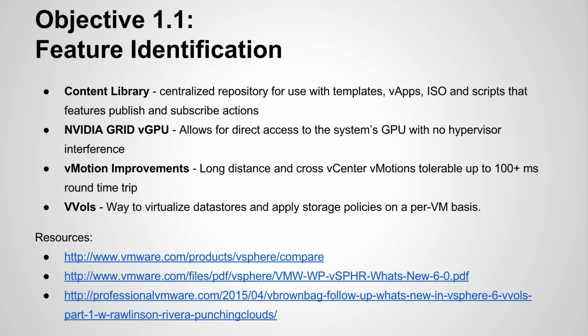So as far as the vMotion stuff, the official number was 150 when they GA'd. They increased it from 100 to 150. Nice.